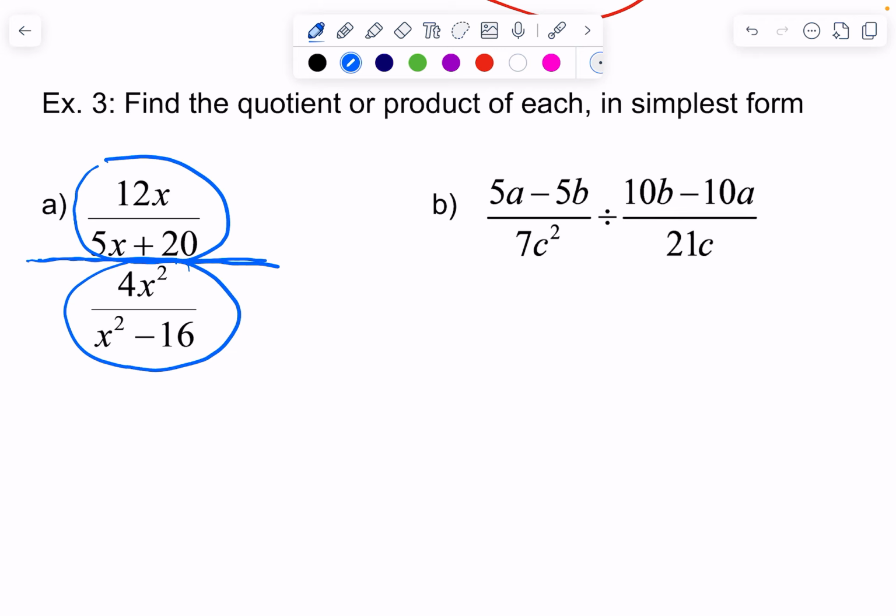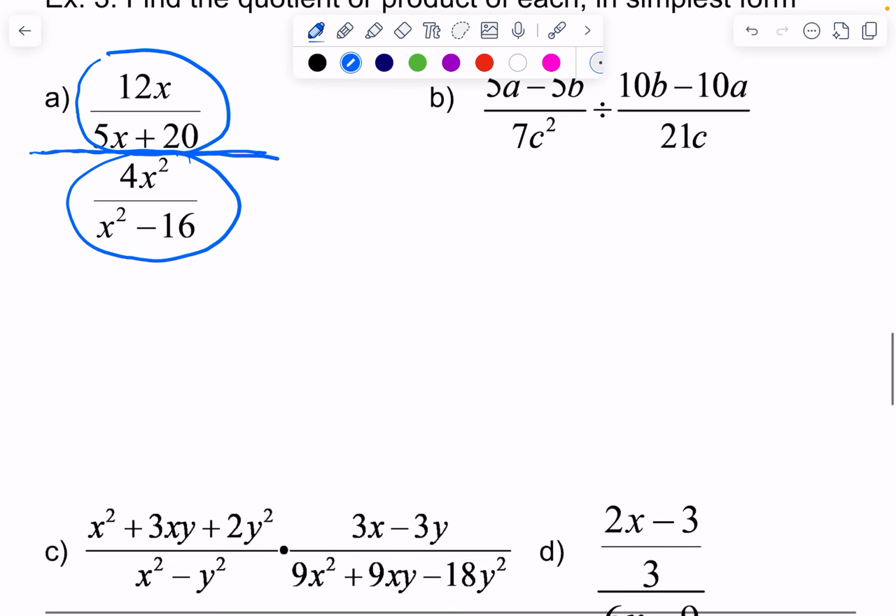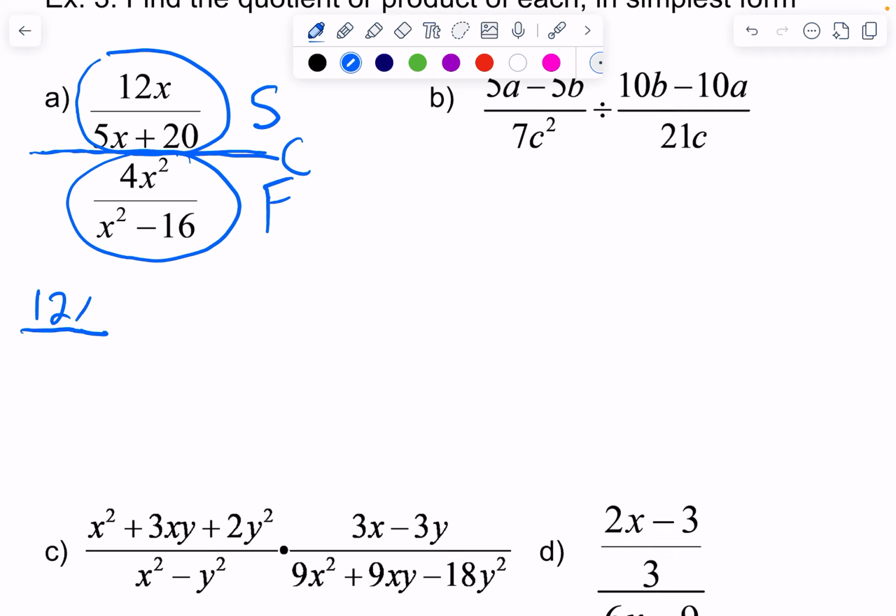So since we are dividing rational expressions here, we're going to stay, change, flip, just like before. So let's do it. Stay, change the multiplication, and then flip.